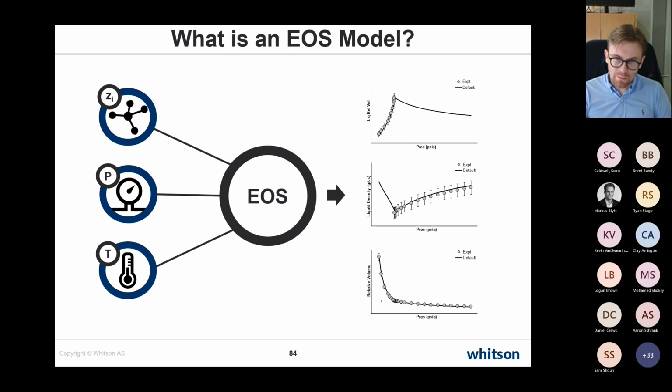Again, an equation of state model that can be either of these two, just pressure, temperature, and composition, and you can predict PVT properties. If I asked, for instance, Logan here earlier, which is a great comment, if I asked Logan to send me the equation of state model for this basin, what would he actually send me? How does this model actually look?